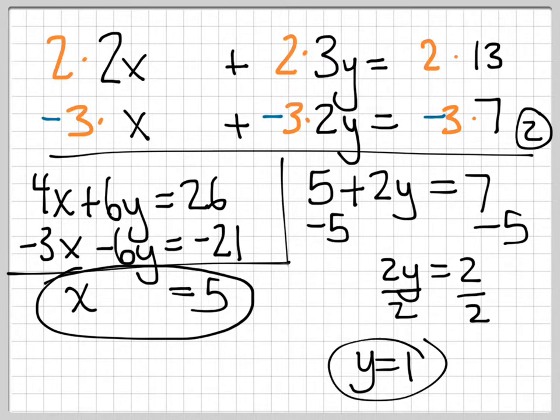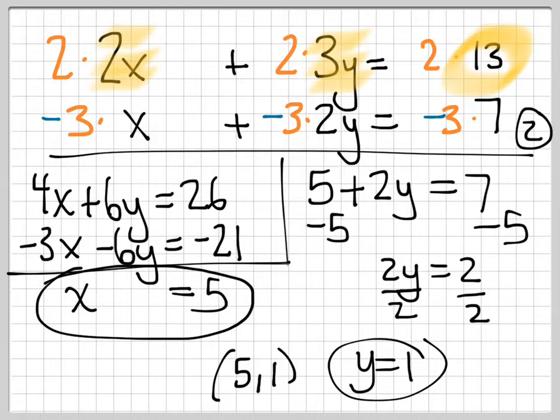And so how do we write our answer? As (5, 1). And if you check back up in the top equation, you'll see that 2 times 5 is 10, 3 times 1 is 3, and 10 plus 3 is indeed 13.